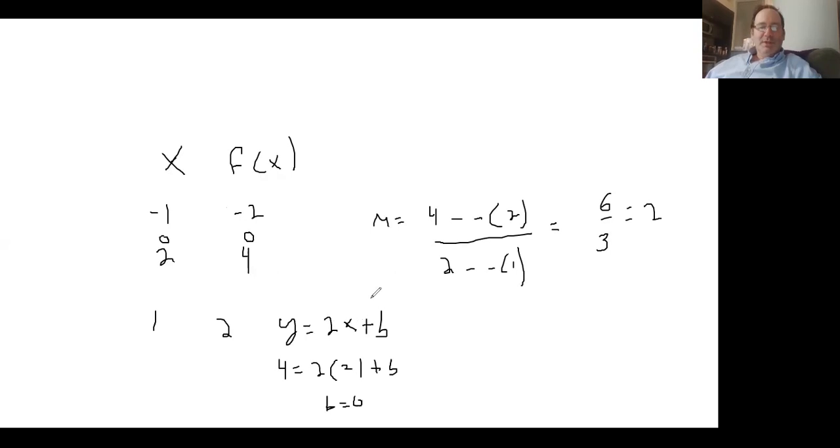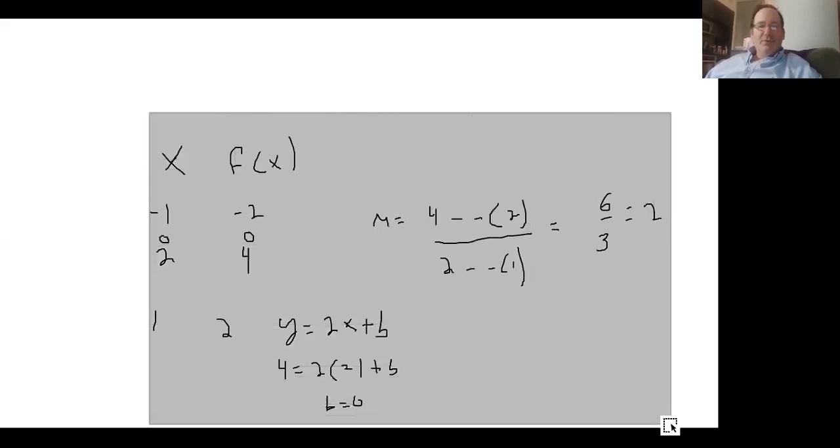Just plug into the slope-intercept form and figure out what the slope is, and then figure out the y-intercept by just inputting either one of the points that you have, and that'll give you the y-intercept.